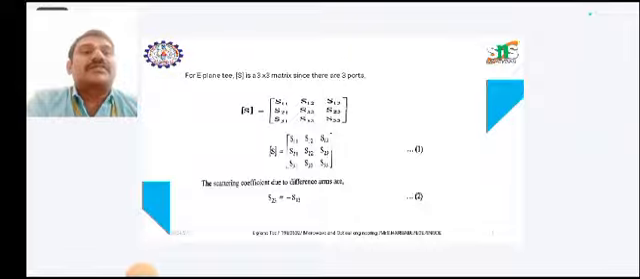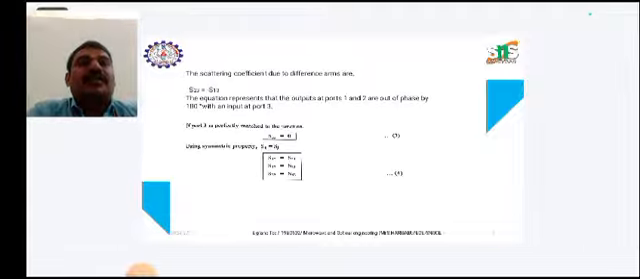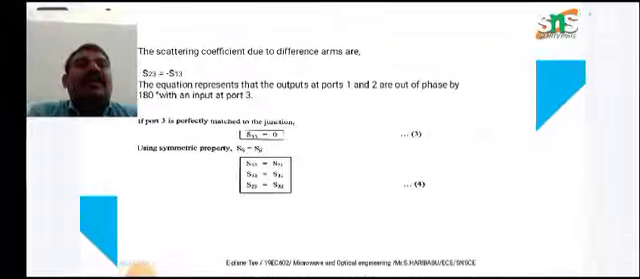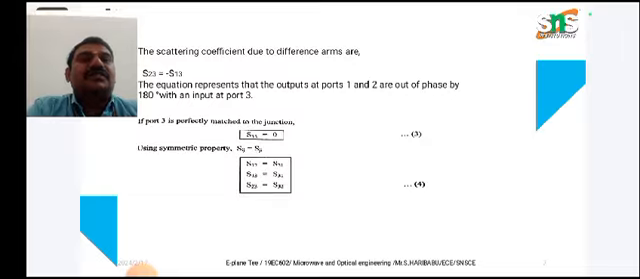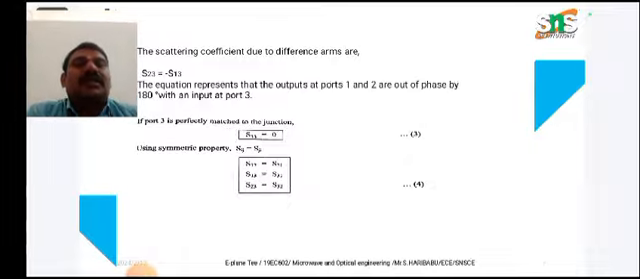Normally a 3 by 3 matrix is represented in the above section, and as previously said, S23 is equal to minus S13, or S13 is equal to minus S23. The scattering coefficient due to the difference arm is also mentioned: S23 is equal to minus S13, that is out of phase. If port 3 is perfectly matched to the junction, then S33 is equal to 0. For a symmetric matrix, Sij is equal to Sji. So S12 is equal to S21, S23 is equal to S32, and S13 is equal to S31, like that.